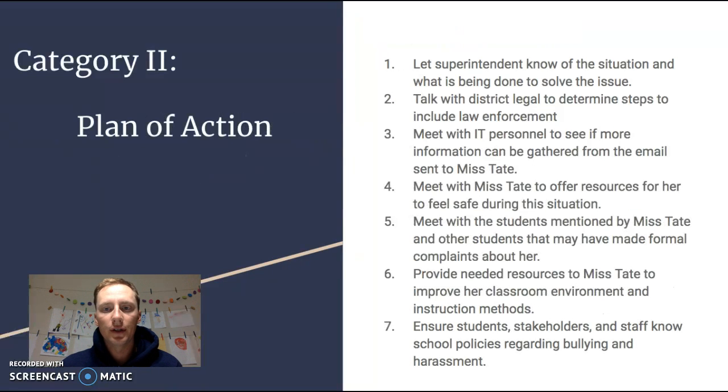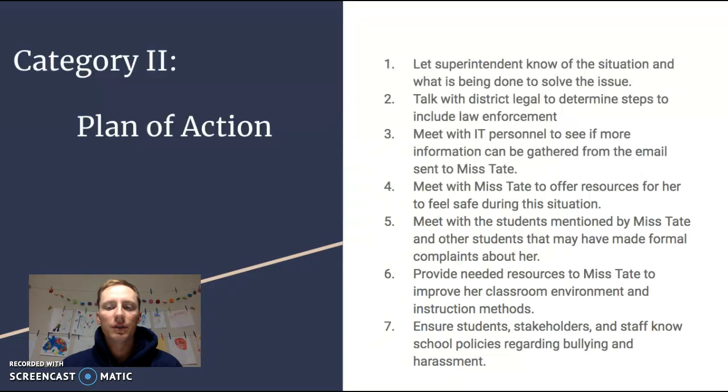My plan of action here is, first and foremost, we've got to let administration know what's going on, let the superintendent know of the situation, what's being done to solve it. We also need to talk with district legal to determine steps to include law enforcement. If there is language in those documents that are life-threatening, I think law enforcement needs to be involved. We need to meet with the IT personnel to see if more information can be gathered from the email sent to Ms. Tate.